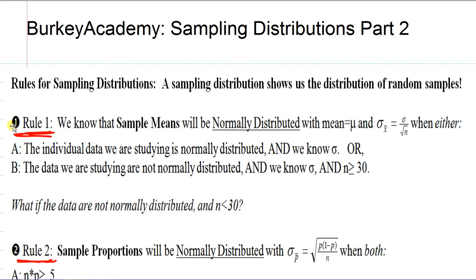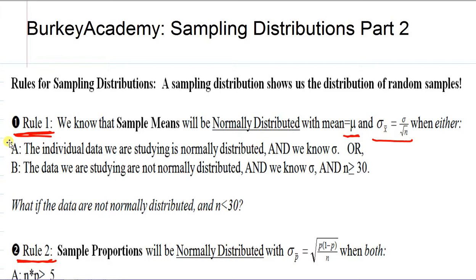We know sample means will have a normal distribution. This is from the central limit theorem, with a mean equal to the population mean of the thing we're studying on average, right? Sometimes higher, sometimes lower, but on average you're going to be right. And the standard deviation of the sample averages will be equal to the standard deviation of the data you're studying divided by the square root of n. That comes from the law of large numbers. When either of these two things are true.